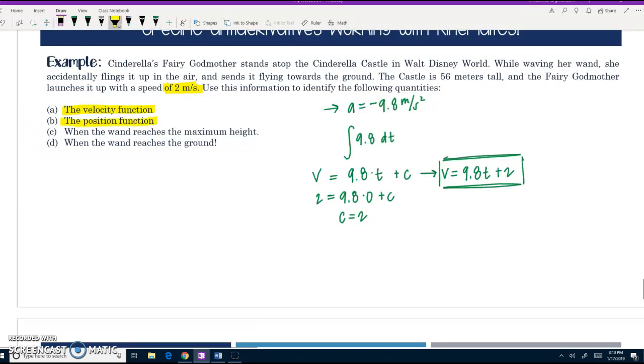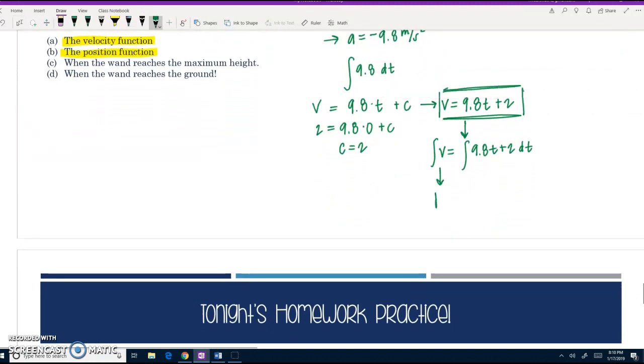Then part B asks you to identify the position function. So that just means we need to go backwards once from velocity. So we can go ahead and take the integral of this expression. So velocity is equal to negative 9.8t plus 2, and when we integrate with respect to time, we'll end up at that position function. So all we're going to do is increment up 1 from the exponent on our t, so you'll end up with 9.8t squared over 2, and then plus 2t plus a constant.